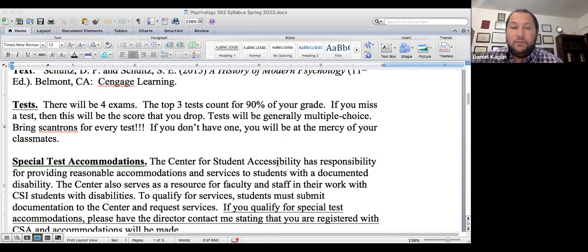My tests are multiple choice. They will be during the class period. They will be online tests. Obviously, I can't administer a physical test to you from afar, but disregard the Scantron bit because that's not relevant because it's a virtual class. I must have missed that.